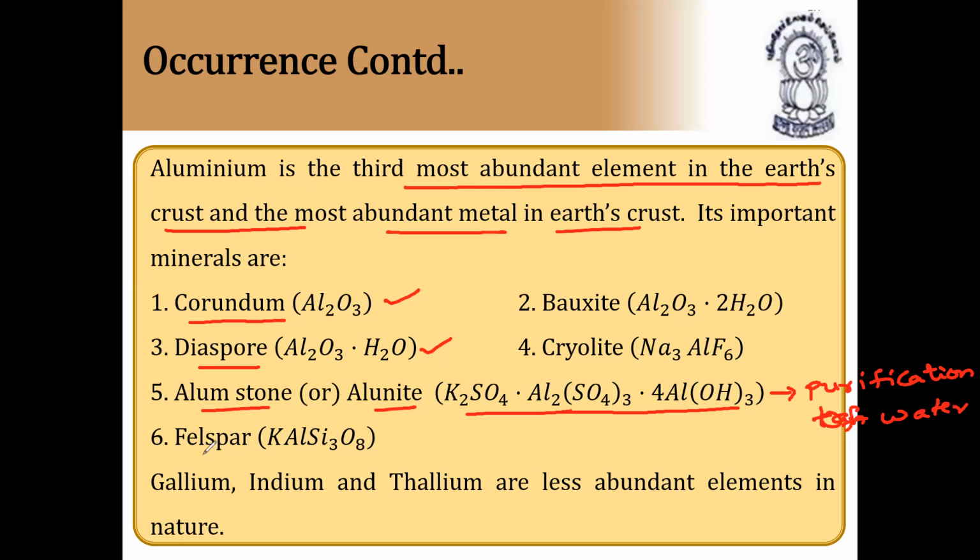Next, feldspar, KAlSi3O8. Farmers ask about these ores in the examination. Bauxite: aluminium is mainly extracted from bauxite only.